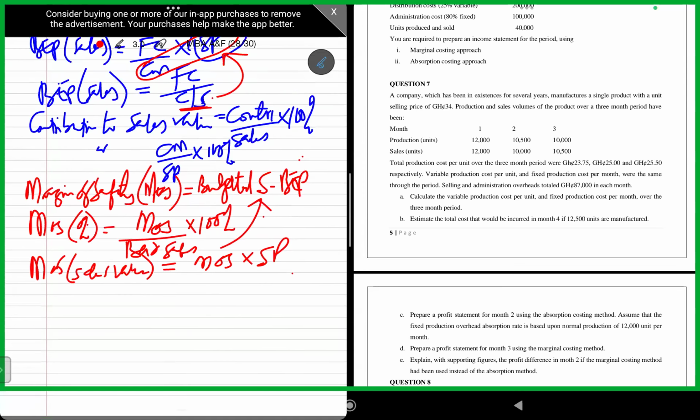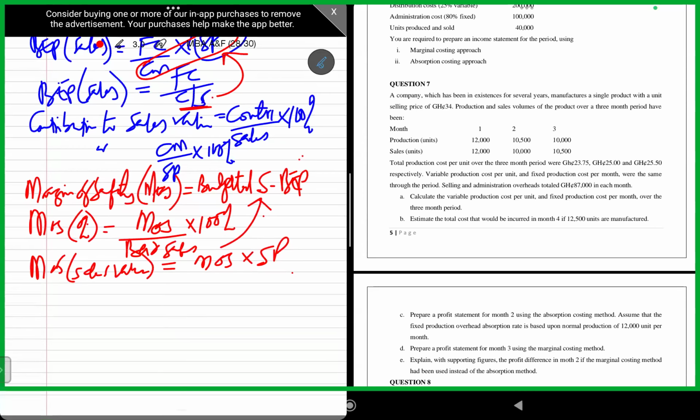The question could also say find the budgeted profits. Budgeted profit is simply the margin of safety times the contribution margin. Why? Because the margin of safety is the number of units we will sell after break even to make profits. When you sell to a certain number, we'll break even. So those units after the break-even point to meet the budgeted sales are the number of units we would sell.